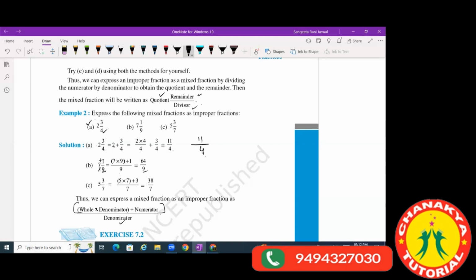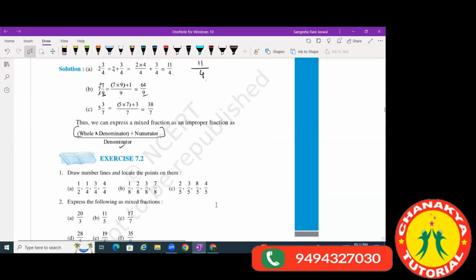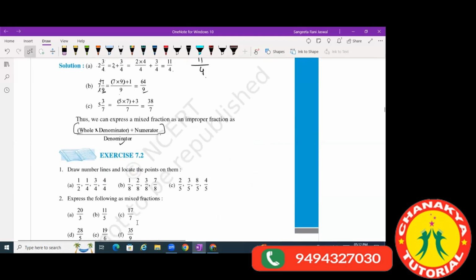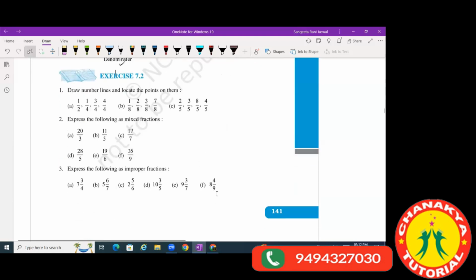Okay. So let's take another question from the exercise part now. Draw number lines and locate the points on them. This we will do afterwards because you have already taken some of these. Okay. Let's do this first one.